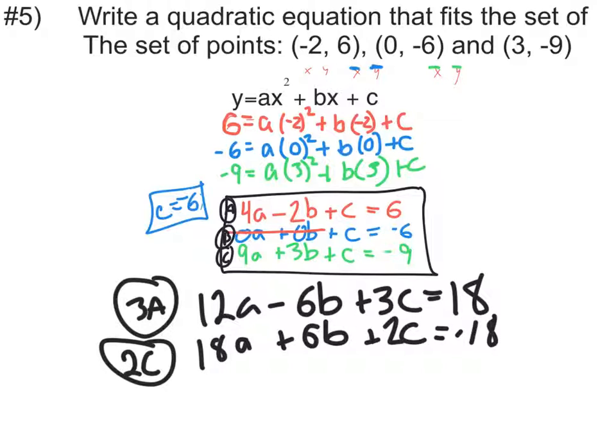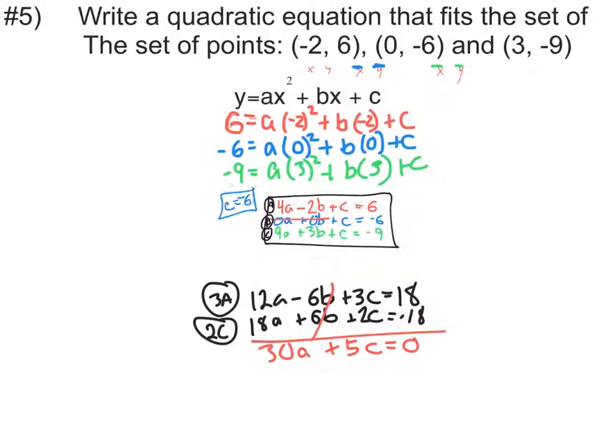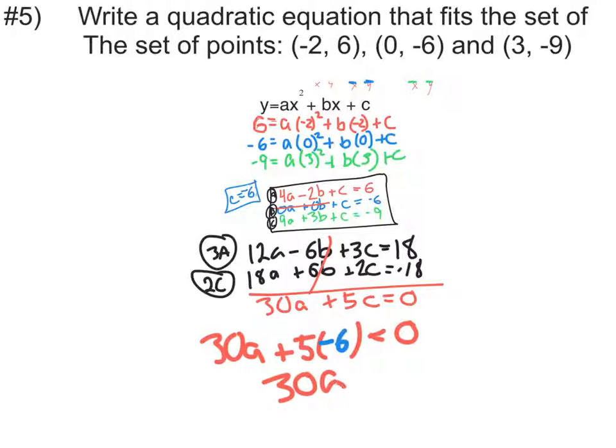So we're going to combine these lines now, and the 6's cancel. You end up with 30A plus 5C equals 0. And now what we're going to do is take the C value that we have over here and plug it in. So we're going to have the new equation that says 30A plus 5 times the negative 6 that we knew that C was from the beginning equals 0, which means 30A minus 30 equals 0.